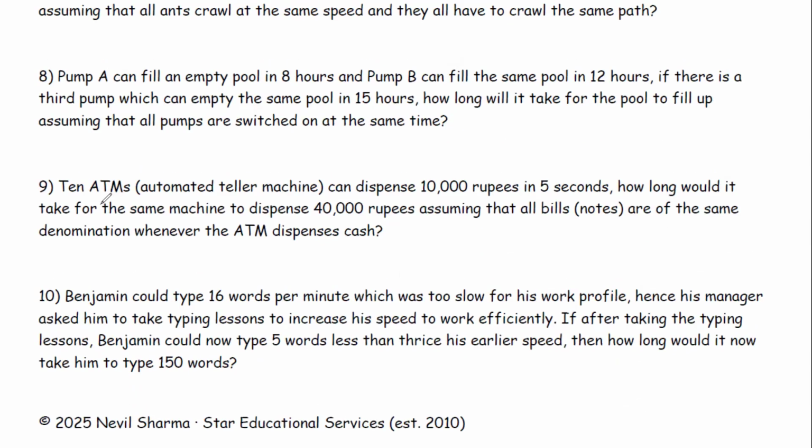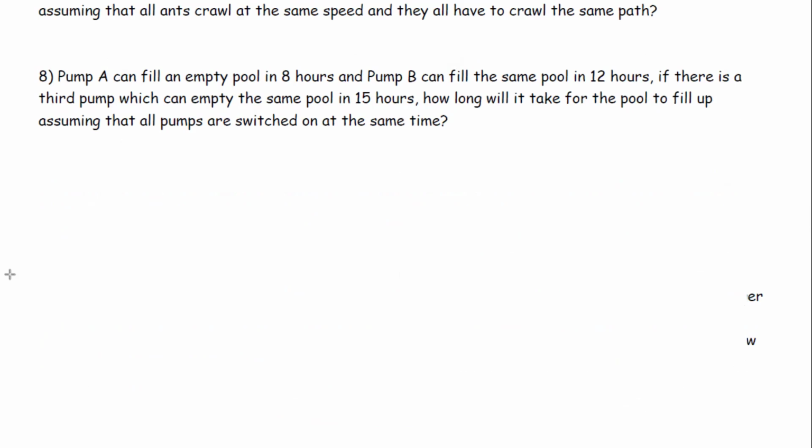So a swimming pool is to be filled up using pumps. And if you read the question, pump A can fill it up in 8 hours, pump B can fill it up in 12 hours, and there's a third, let's call it C, which cannot fill it up. If you read carefully, it can empty the same pool in 50 hours. So while A and B are filling it up, C is emptying it, right? So how much does A take to fill up an empty pool? It takes 8 hours. How much does B take to fill up an empty pool?